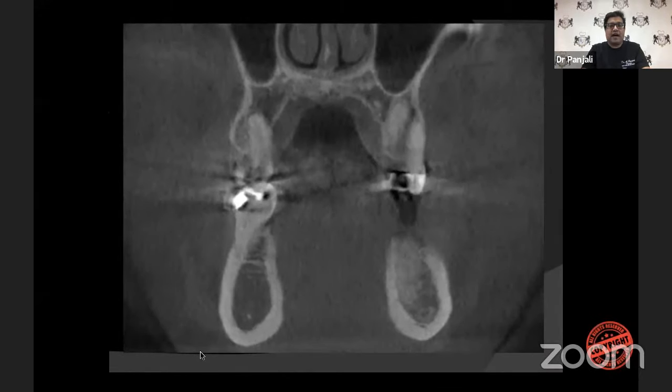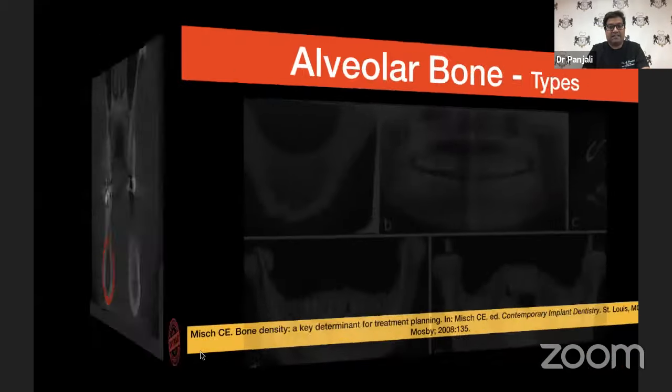But the other thing you have to notice is that sometimes, within the same individual, this is a cone beam of an individual, and you see that on the right side of your screen, you have a lot of dense bone. However, on the left side of your screen, you notice that everything is hollow. There's a lot of cancellous bone there. So if you were to place an implant in that situation, good luck finding initial stability. So these are very subtle things that you have to keep in mind during the process of diagnosing and treatment planning your cases.